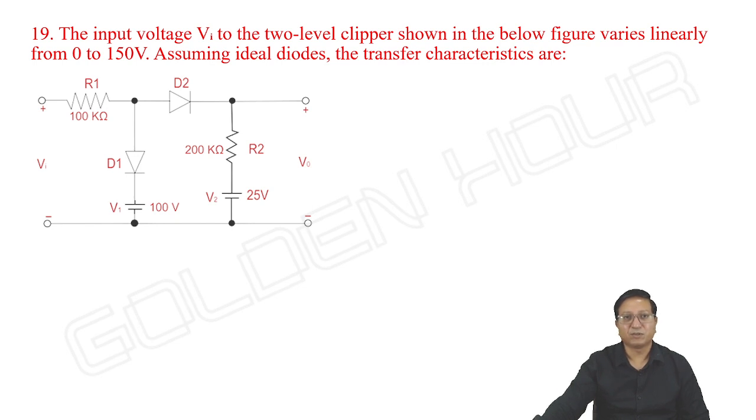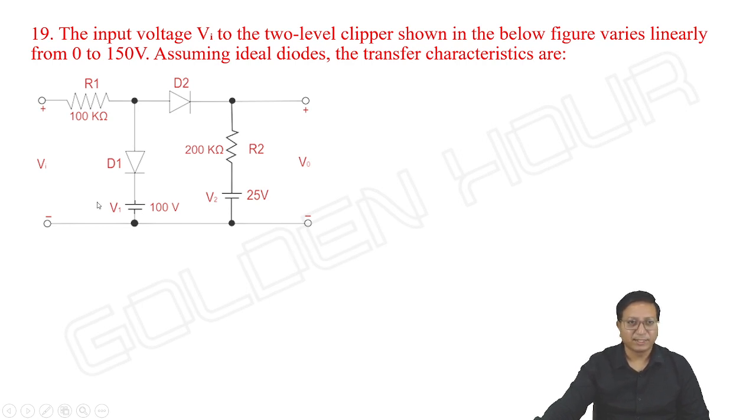Next, the input voltage Vi to the two-level clipper circuit shown in the figure varies linearly from 0 to 15 volts. Okay, a similar problem. Assuming ideal diodes, the transfer characteristics are... what about the transfer characteristics of this circuit?